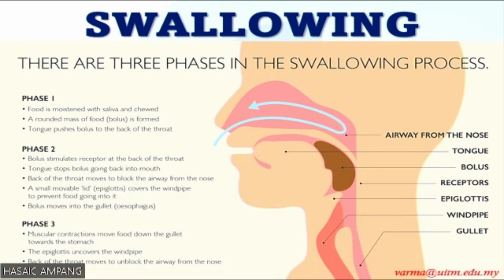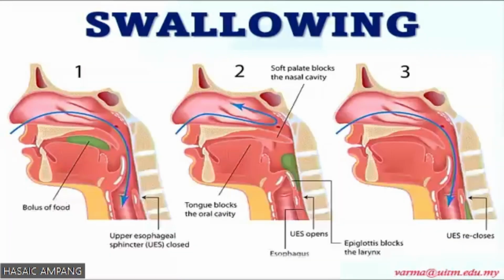Second, the back of the throat moves up to block the airway from the nose. A small movable lid, the epiglottis, covers the windpipe. The tongue stops the upper part, and now the epiglottis closes the lower part, the airway. Third, the bolus moves into the esophagus. Muscular contraction moves it down the gullet. The epiglottis uncovers the windpipe. To make it simple: first, the bolus of food, with the upper esophageal sphincter closed. We have another sphincter as well, but for our anesthetic purposes it is not so important, I think.